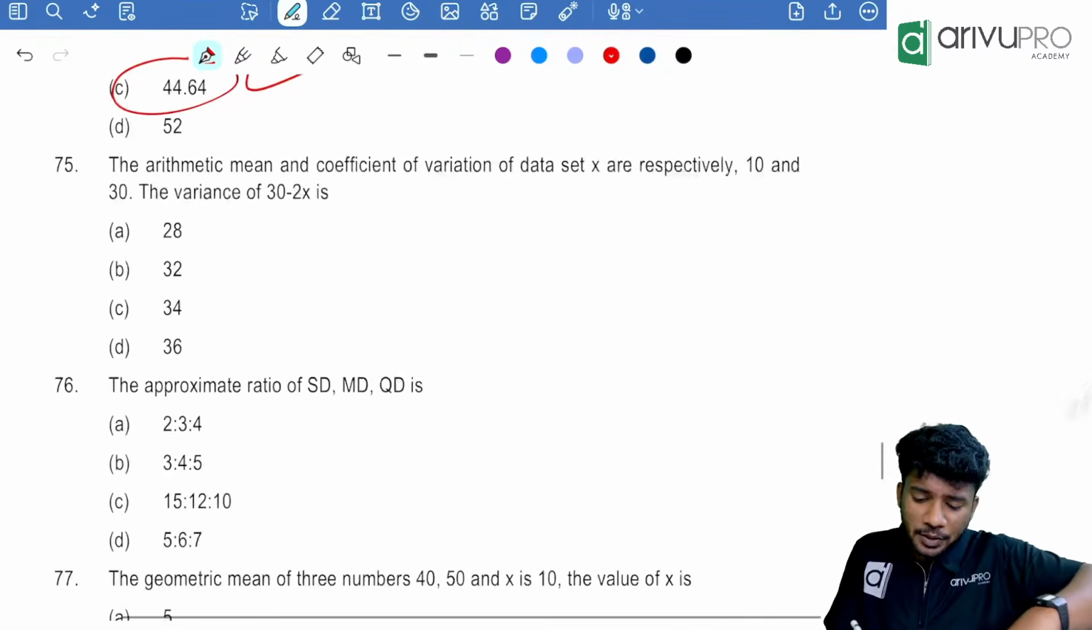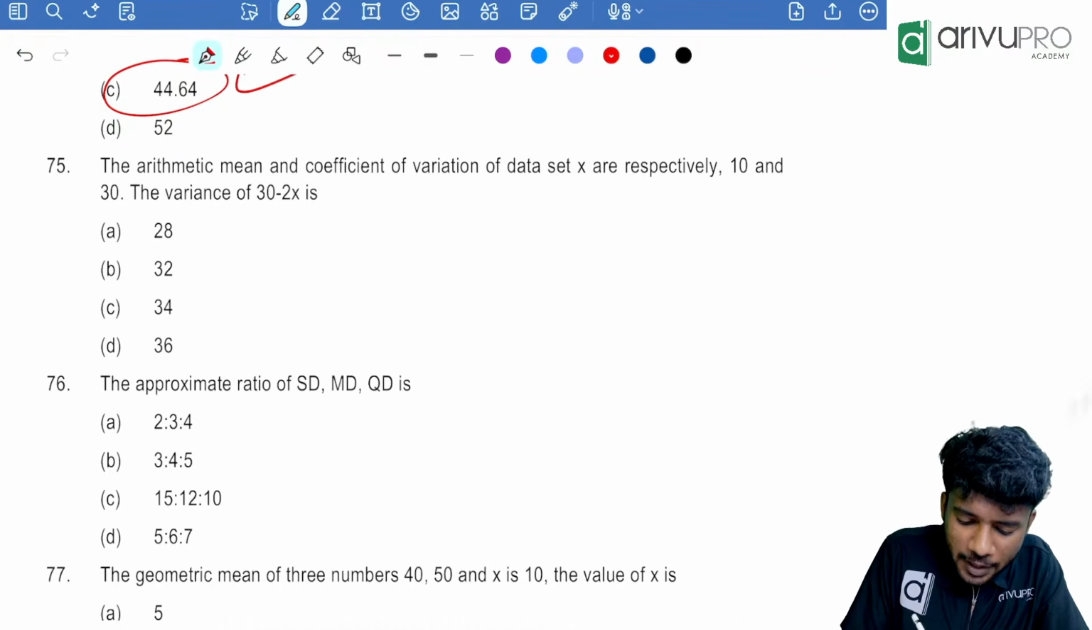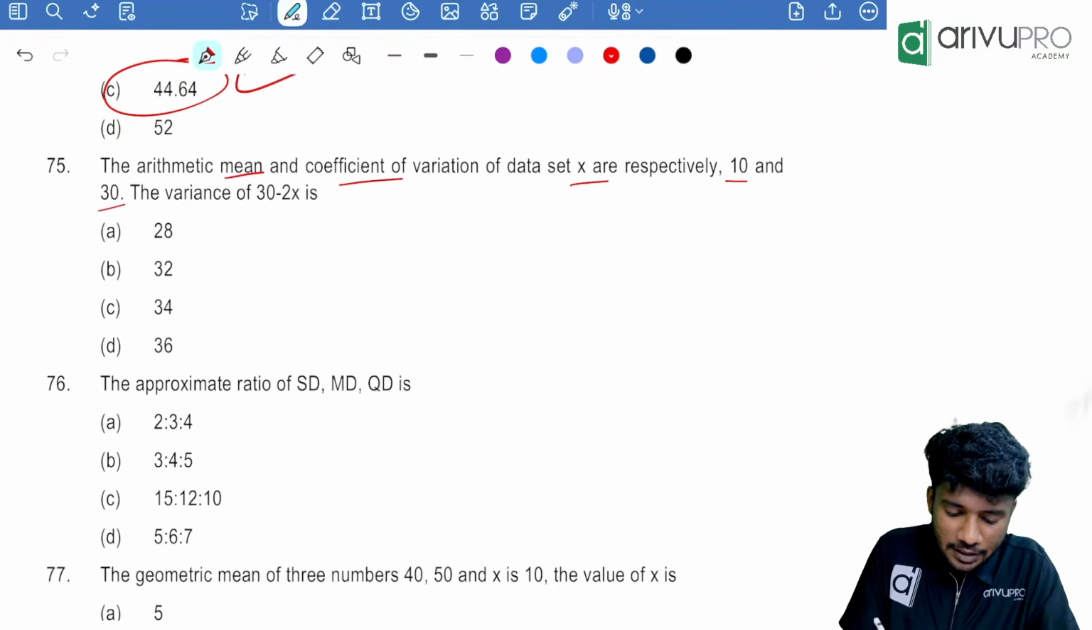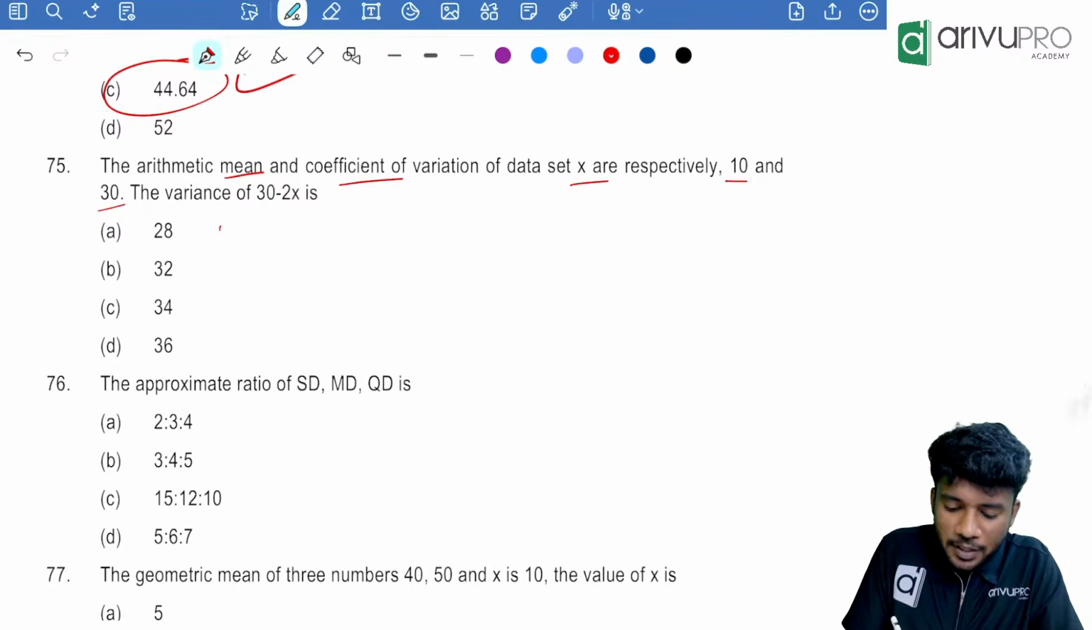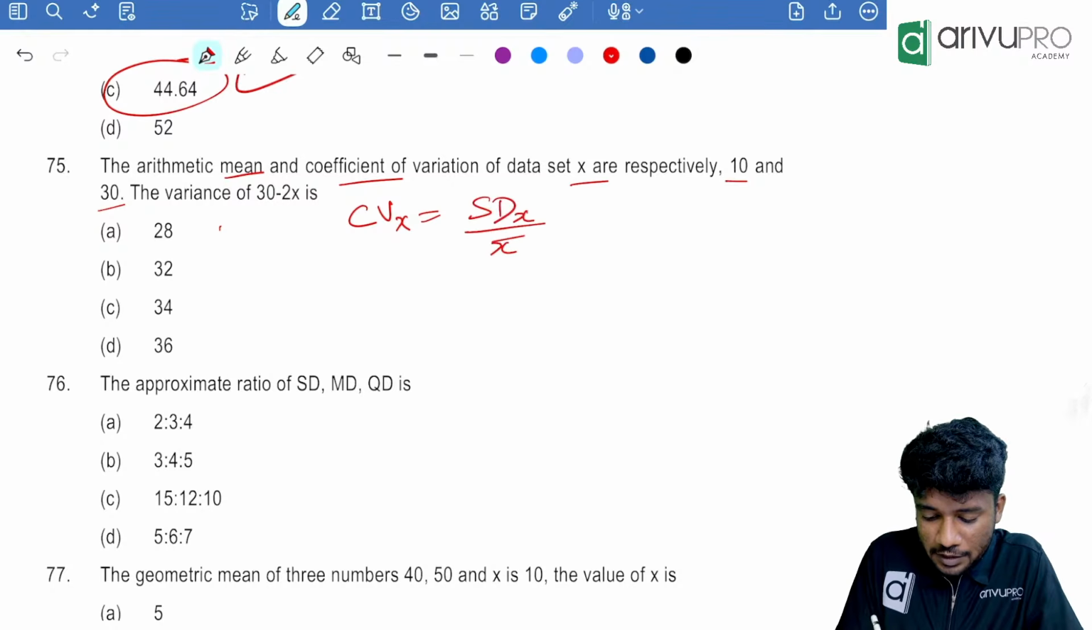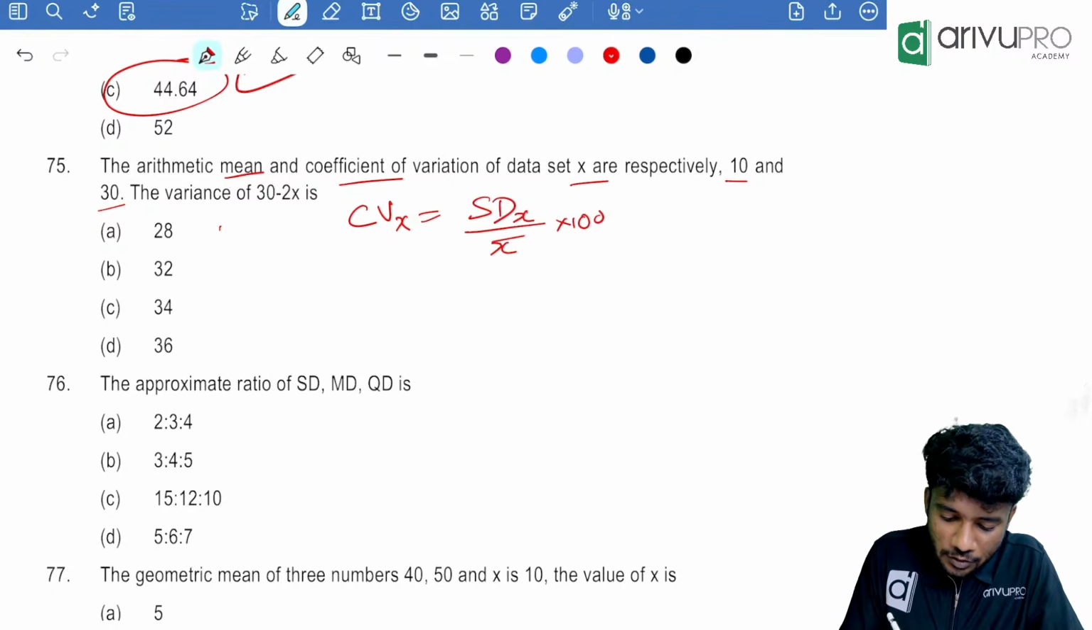Okay, next one, people, another direct question. Arithmetic mean and coefficient of variation of x are given to be 10 and 30. People, x bar is given, coefficient of variation of x is given. Coefficient of variation is nothing but standard deviation of x divided by x bar into 100. From this, coefficient of variation is 30, standard deviation is how much?